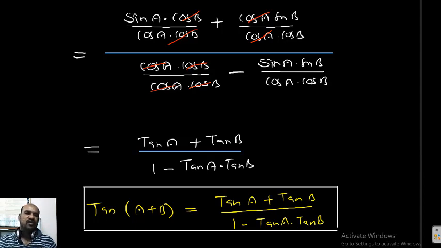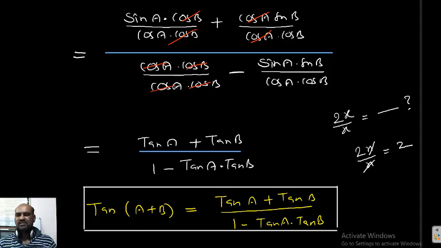I hope you people understood. For example, 2x by x equal to what? Most of the students, what will they say? 2x by x equal to 2. Why? x cancelled. But I can't say 2 directly. 2 only when x is not equal to 0. Under that condition I can cancel, with the condition x is not equal to 0. Then only I can cancel x and x. Understood?